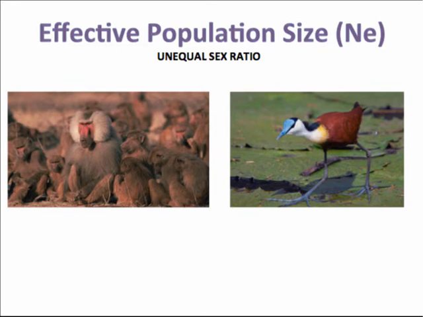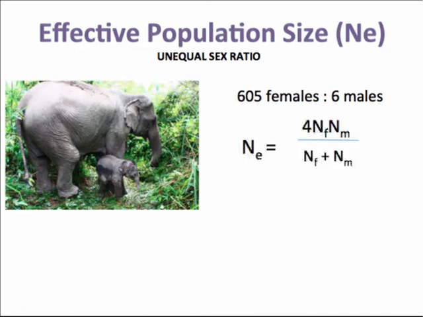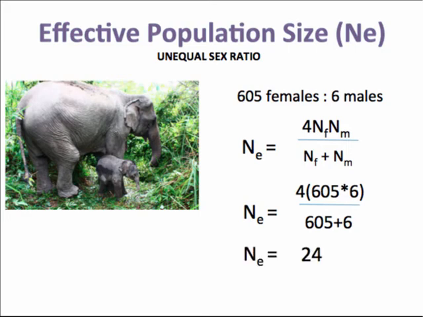And so the equation that you use to estimate effective population size is this. So you do 4 times the number of females times the number of males over the number of females plus the number of males. So when you use this equation and you plug these numbers in, you take 4 times the number of females, 605, times 6 males, and then you divide by the sum, and you get an effective population size of 24. When you look at the NE to NC ratio, that is 0.04, meaning that the effective population size is only 4% of the census size.